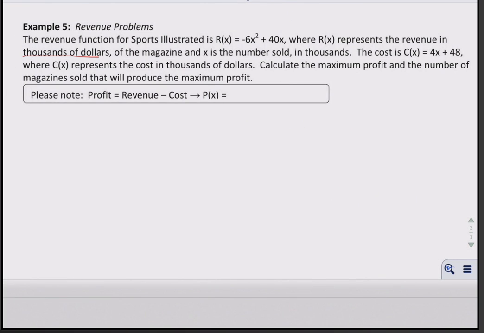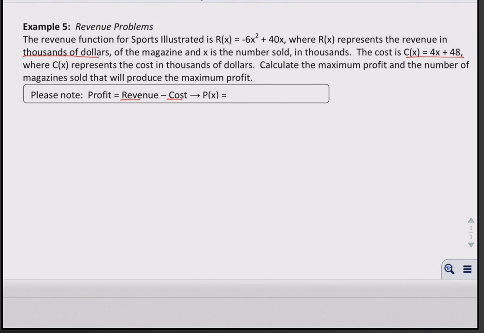Once again, x represents the quantity in thousands. The cost, so this is how much it costs to make the magazines, is given by this equation here: 4x plus 48. C is the cost in thousands of dollars. We want to find how to maximize the profit.